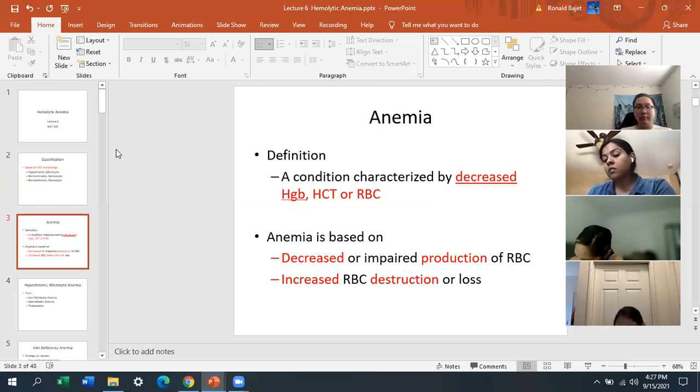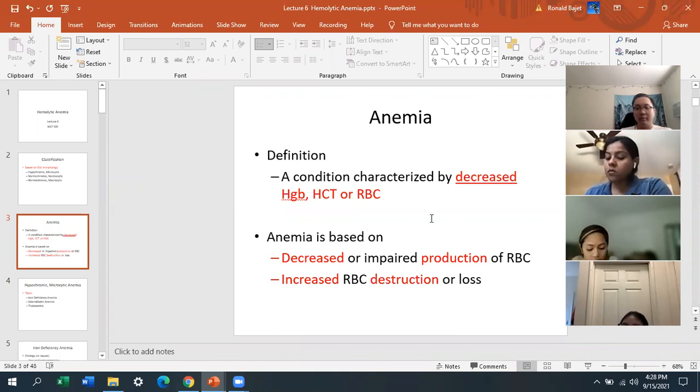Okay, so for anemia, the cell parameters used to identify it are the red cell parameters, which are hemoglobin, hematocrit, and red cells. You can use the RBC indices, but those are calculated. The measured ones are the hemoglobin, hematocrit, and RBC. If you have an anemia, those 3 will be decreased.